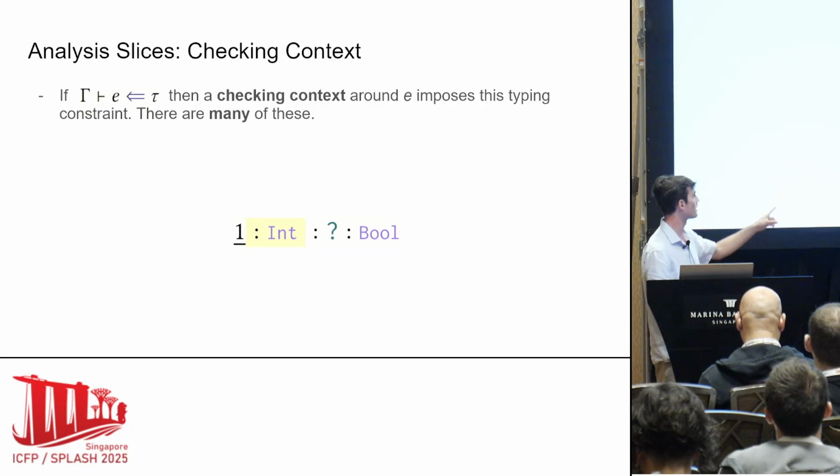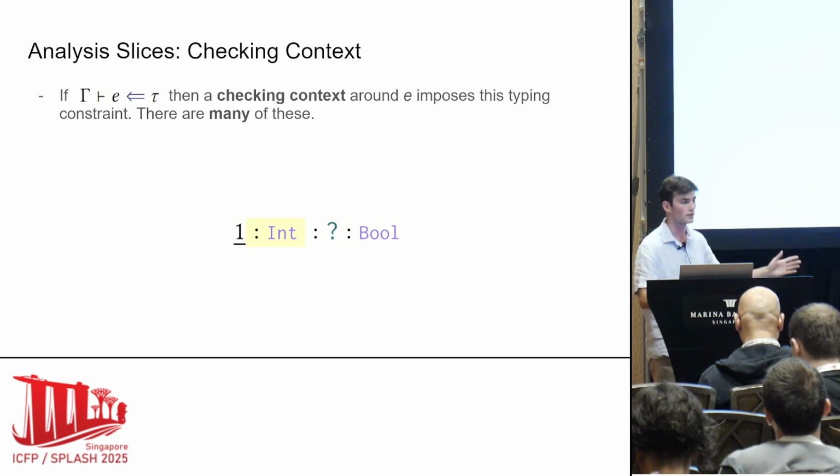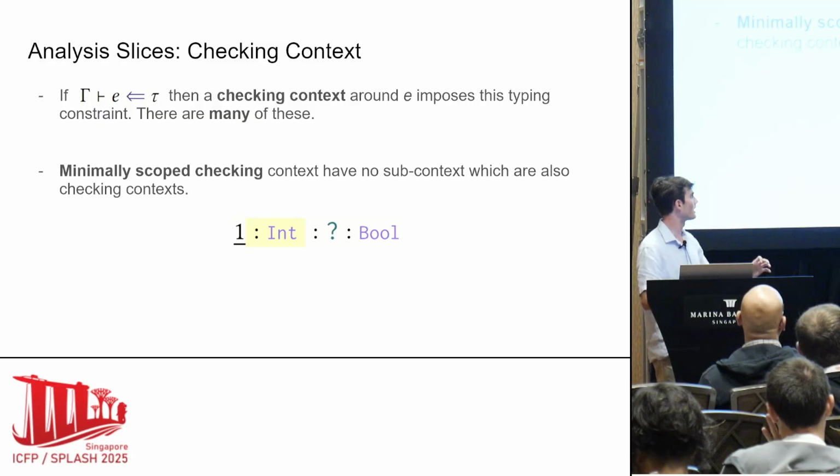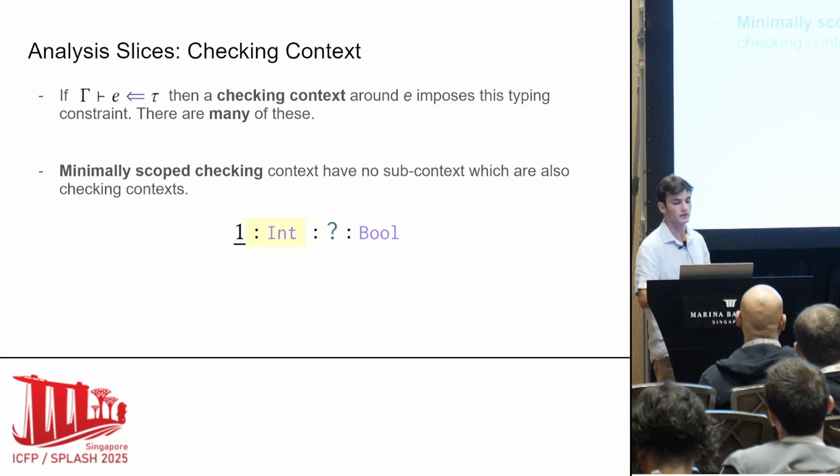But equally, if I added another annotation to a dynamic type, it's still a checking context. And if I add a Boolean, again, it's still another valid checking context. So there are infinitely many of these. But what we care about is a minimally scoped one, i.e., no subcontext is also a checking context.